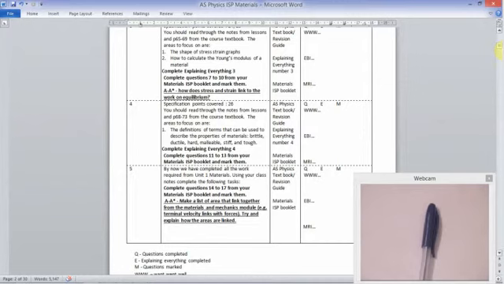Those of you that are aiming for an A or an A star, you should really at this point make a list of all the materials and the mechanics topics and start to try to link the ideas together. So I've tried to do one for you here in terms of terminal velocity and forces. Remember, we've done terminal velocity in here, we've done forces in mechanics, and you should be able to make links between the two.